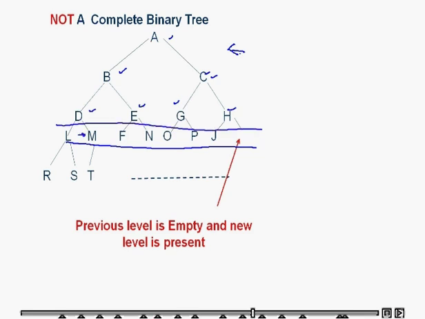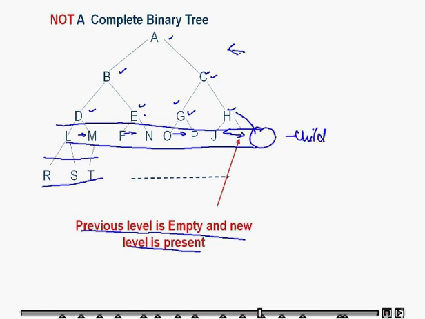L and M have been supplied, F and N have been supplied to E, O and P have been supplied to J, but before supplying both elements of H, we have started a new level. So the previous level is incomplete and a new level is present. So H has not been supplied with a child node, the right child node, and we have started filling up R, S and T at the next level. Therefore, this is not a complete binary tree.